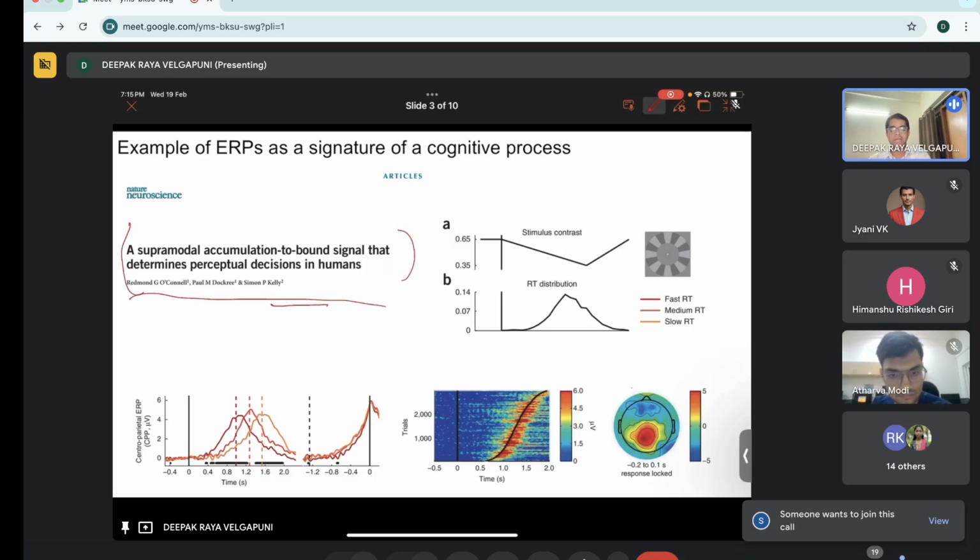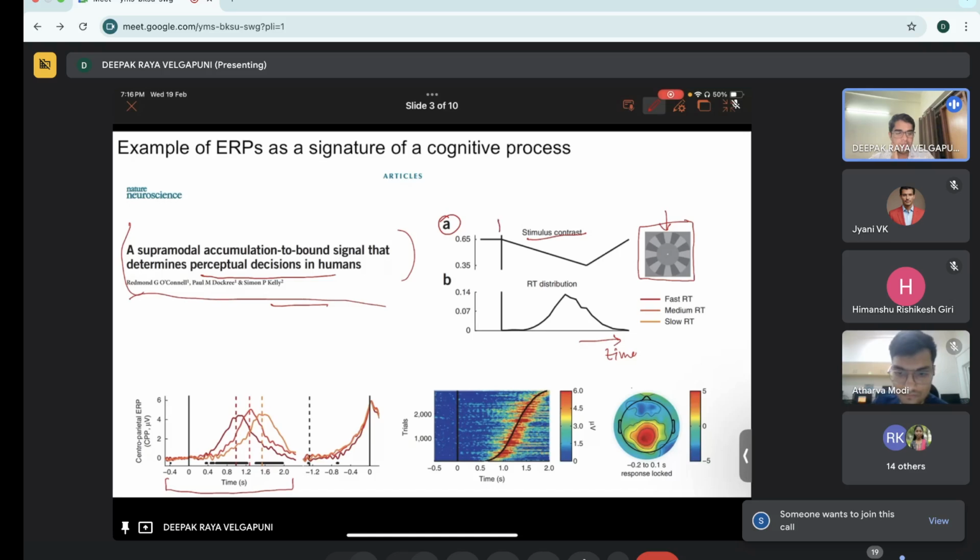Just remember that it is saying something about perceptual decisions or decision making in humans. So here the task is: focus on this image right now, this one. They see an annular grating like this. Grating means nothing but black and white stripes, and they start. This is the time axis, the same as this time axis. For now, just remember that as time progresses, what is happening to the stimulus contrast is shown in A here.